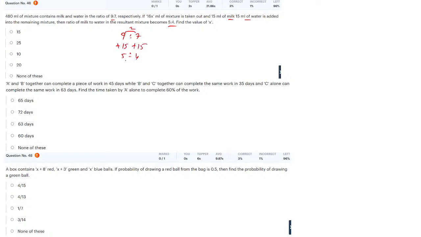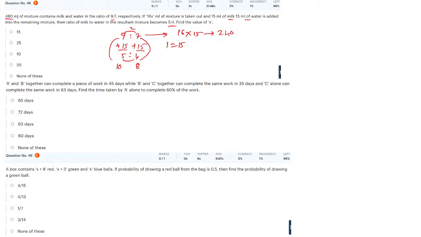Now this ratio difference is 2, make this difference also 2, that is 10, 8. So this is one difference from the earlier ratio, this is also difference 1. And also the adding quantity is the same for milk and water both. So 1 unit equals 15. So the quantity after removing 16x, that is 16 into 15, which is equal to 240 ml.